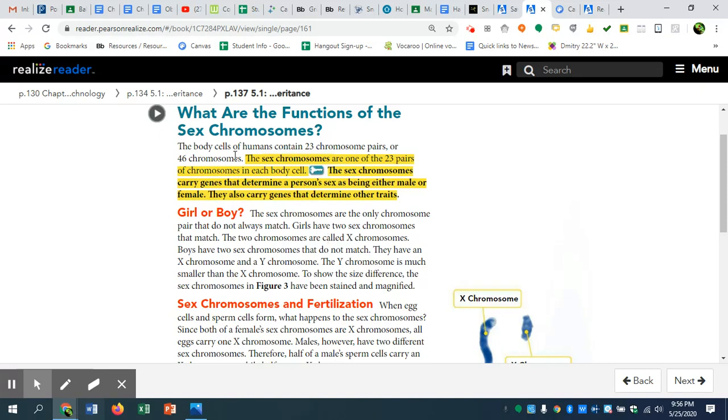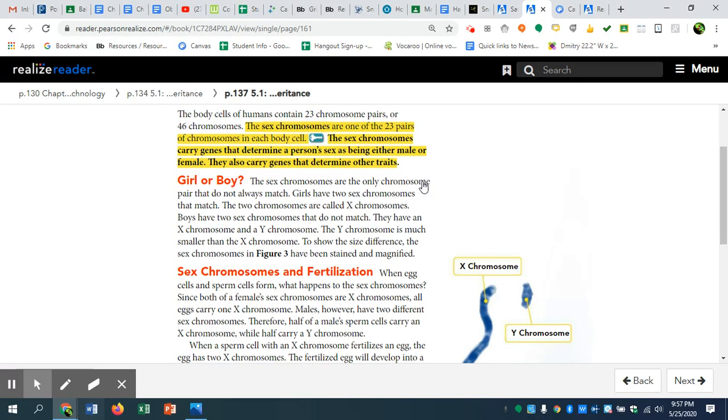I'm actually going to start on page 137 because I just want to give you a little background information, and then we'll do our two activities. So it says the sex chromosomes are one of the 23 pairs of chromosomes that we have in each body cell. The sex chromosomes carry genes that determine a person's sex as being either male or female. And they also carry genes that determine other traits.